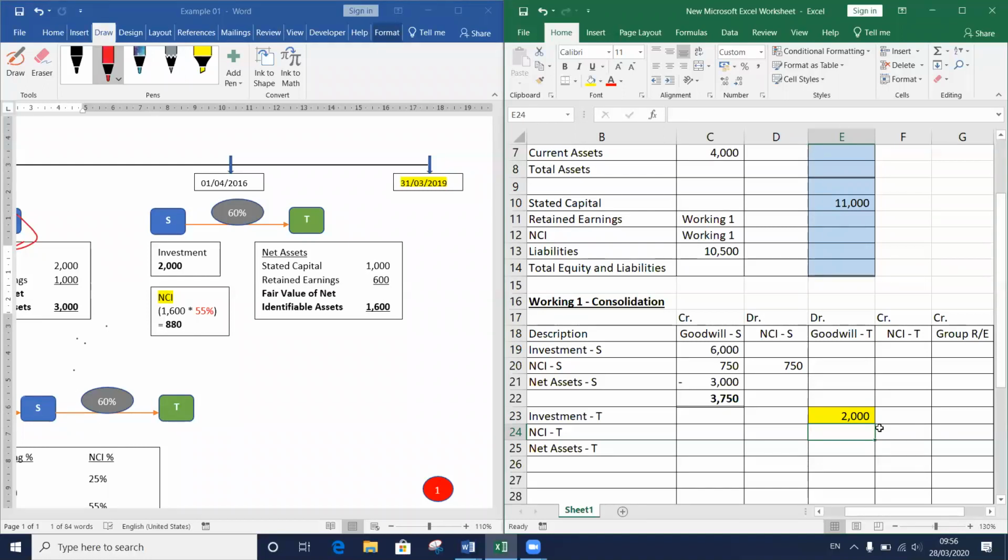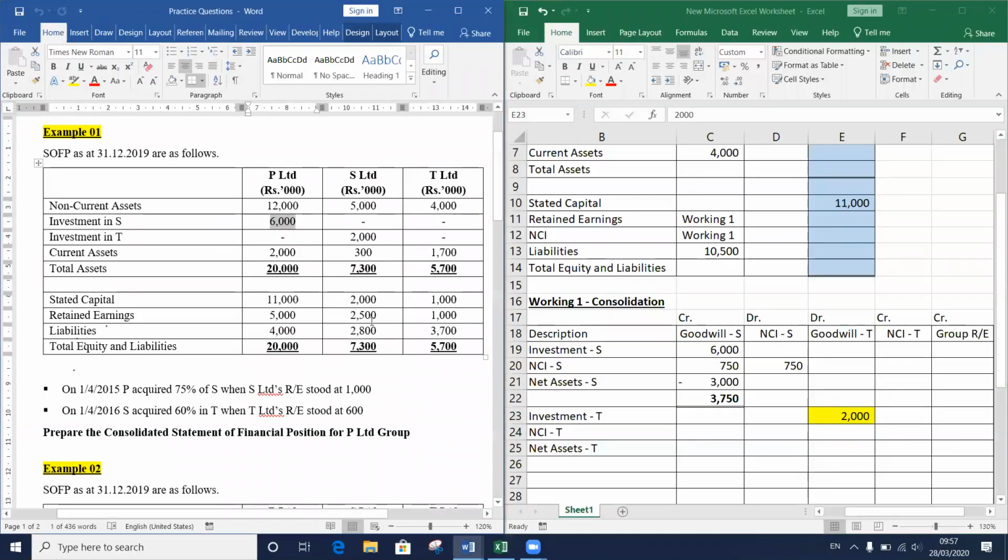I prepare the consolidated financial statements for P limited. P limited group එකට තමයි මම මේ financial statements හදන්නේ. එහෙනම් P limited ද මේ 2000 invest කරලා තියෙන්නේ S limited ද? This 2000 has been invested by whom? This 2000 has been invested by S limited, not us.